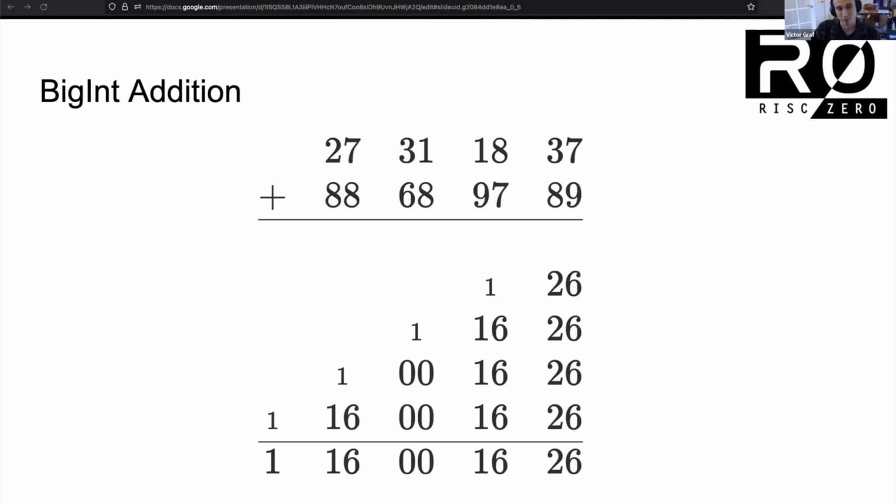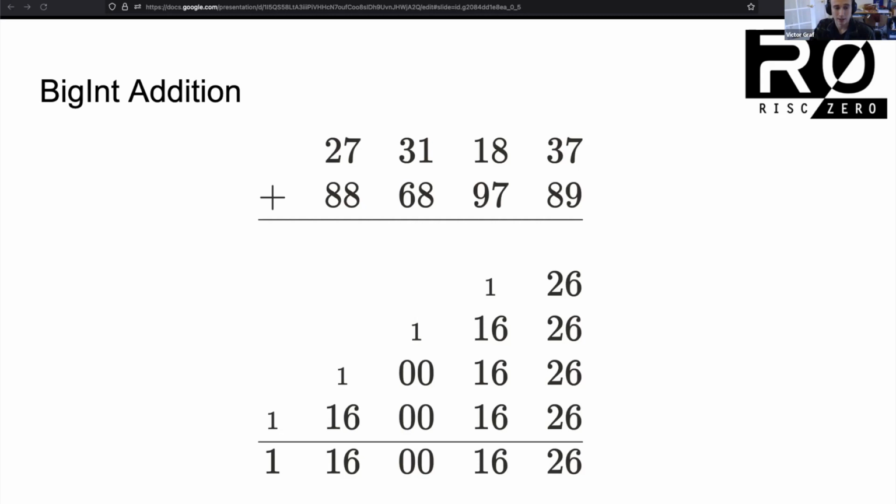And so you put each of them in a column, and then you add the first word, you carry the one. You add the second word, you carry the one. The third word, and carry the one. The fourth word, and carry the one. Then you have a final carry. And so our final value at the end of this is 1, 16, 0, 0, 16, 26.